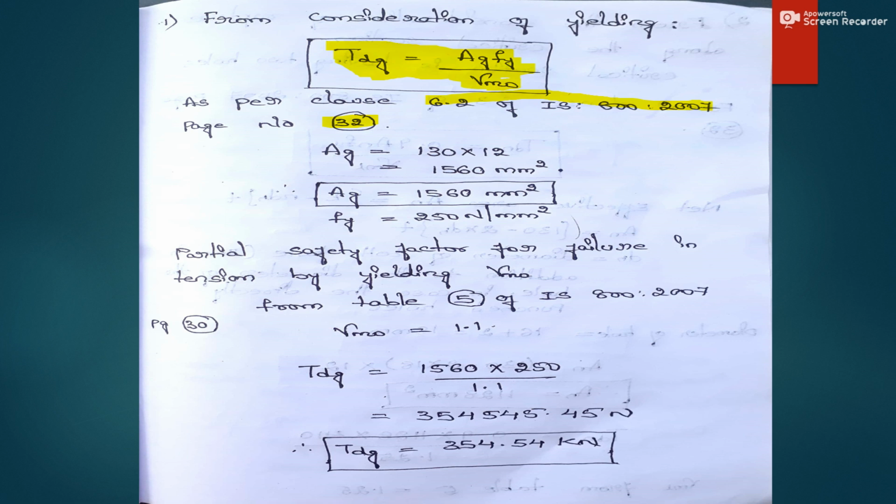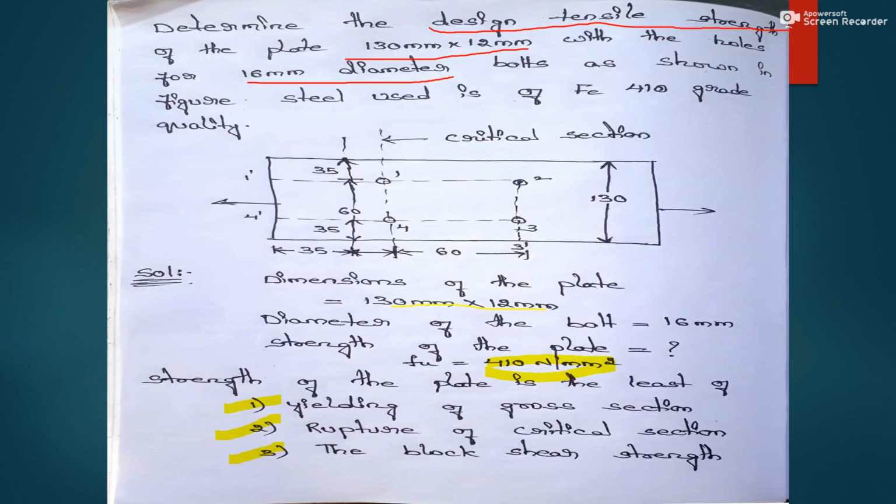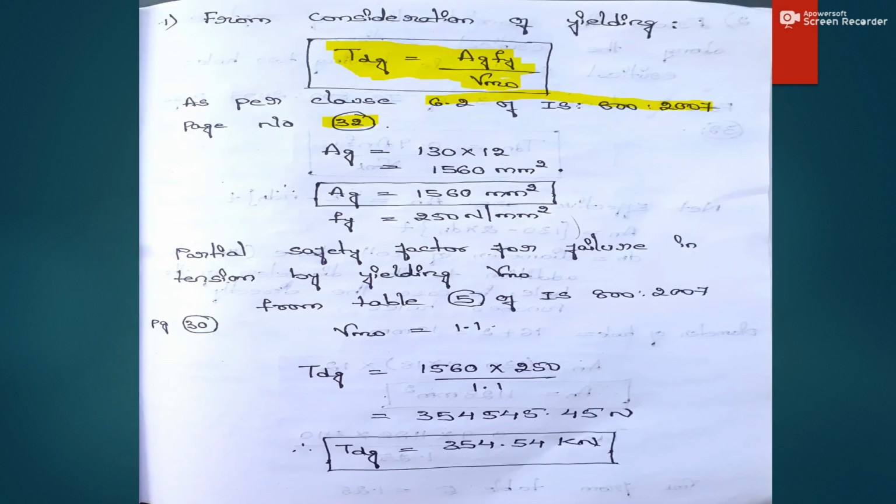So Ag equals to, here area we want, right? Width into thickness. So what is the complete width here? It is 130. We are finding complete plate. So it is 130 and the thickness is 12. So 130 into 12 will give the Ag value. So that is 1560 mm square. So now you know Ag value. So take fy value as 250 Newton per mm square. So fu is given as 410 Newton per mm square, right? So take fy is equals to 250 Newton per mm square.